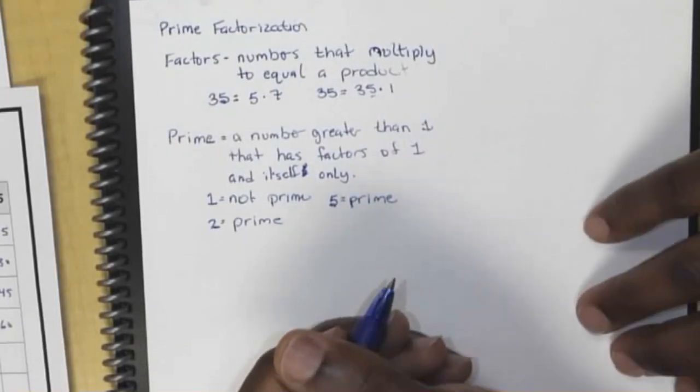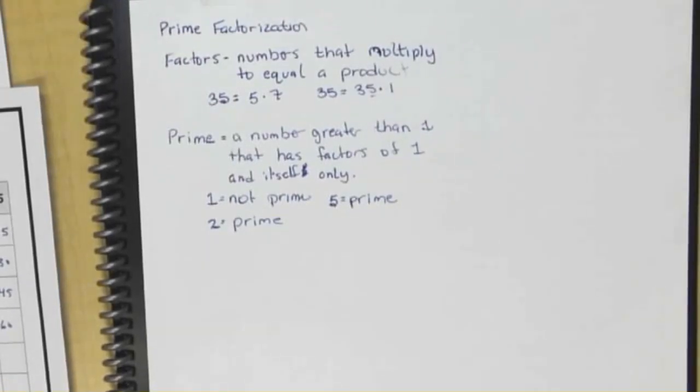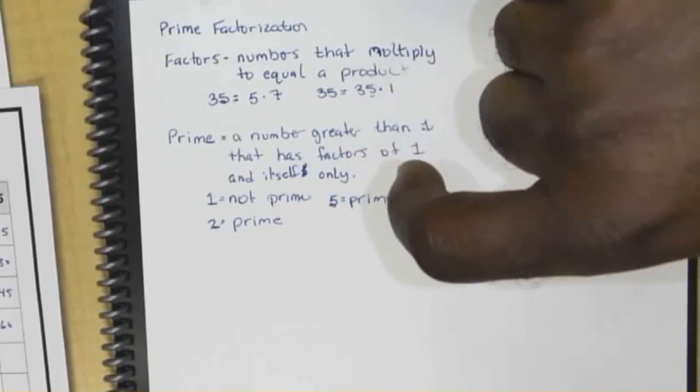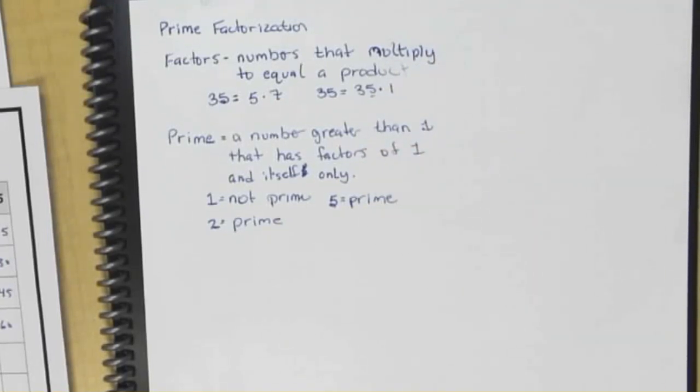Okay. Now, so all numbers other than 1 are prime? No. It has to be a number other than 1, and you can't have any other factors but 1 and itself. It has 2 parts to it.